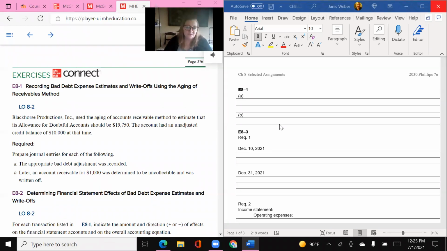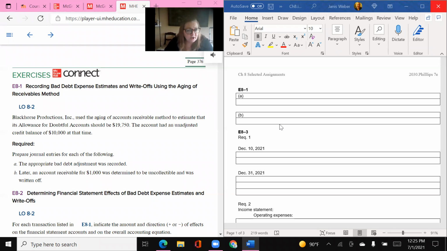We're going to work some exercises from the textbook Phillips 7e regarding chapter 8 about the receivables. And so we'll start on page 376 of your textbook with exercise 8.1, E8.1.